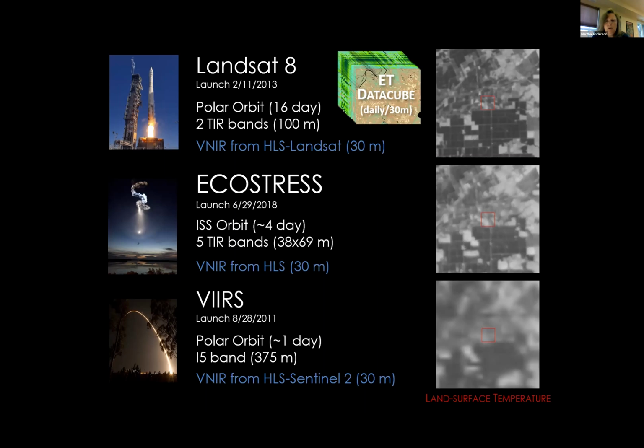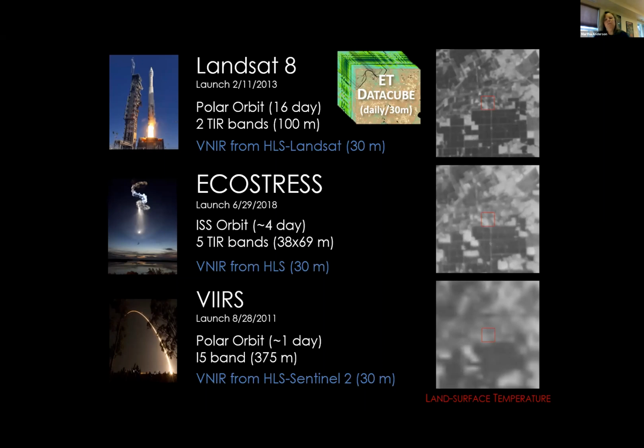So more recently, we've been trying to augment our thermal sampling with some other sources of medium resolution thermal imaging. ECOSTRESS is a thermal-only instrument. It was launched to the International Space Station in June of 2018. It has Landsat-like resolution and really high quality land surface temperature retrievals from its 5 thermal bands, but we have to get the VNIR data from elsewhere. It doesn't collect those data. Currently, we're getting it from the closest overpass from the Harmonized Landsat Sentinel data set from NASA.